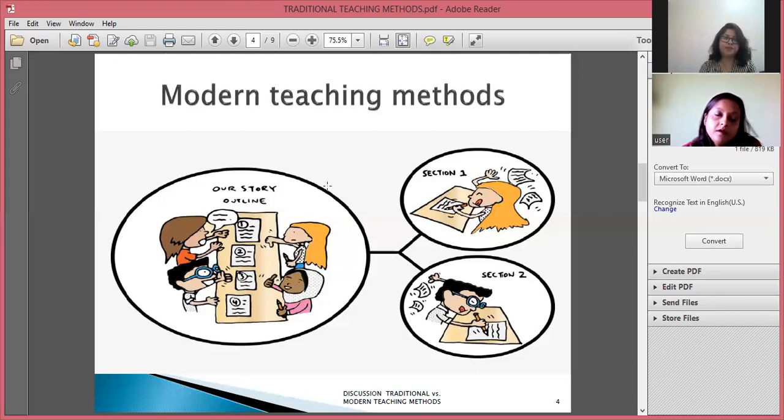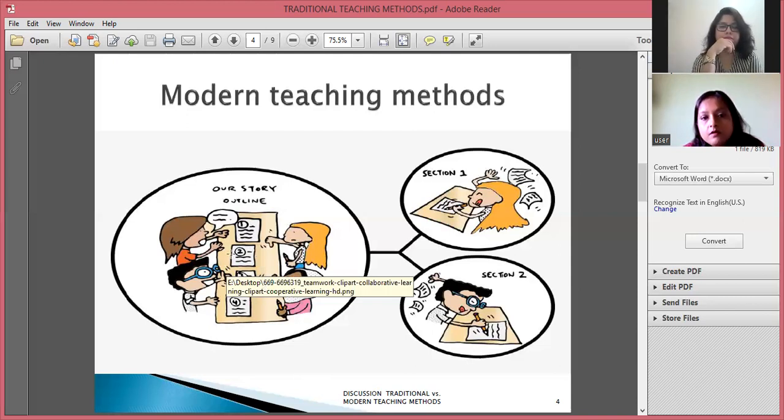But in this picture, where they get together and share their ideas, the story outline comes. So it is called collaborative learning. Collaborative learning is a group where the students are learning, interacting with each other, and sharing ideas, or they do some activity in the classroom.